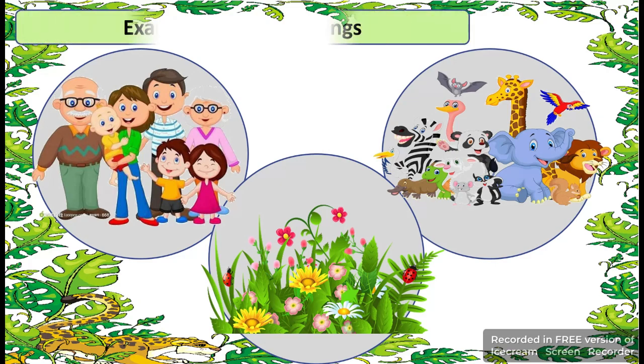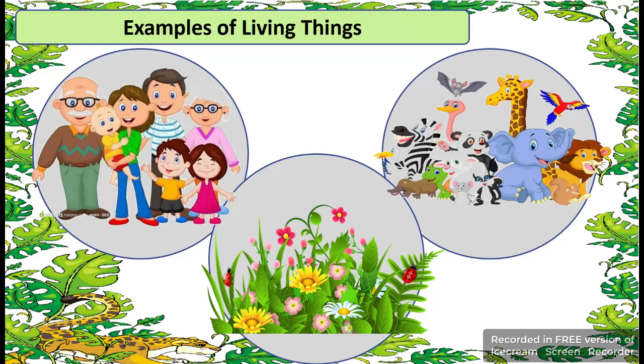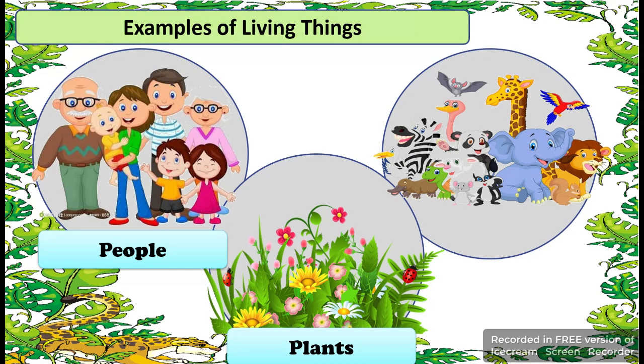What are the examples? The examples of living things include people, mother, father, and siblings, including grandfather and grandmother. Another is the plants, including trees, flowers, and other plants. And last is the animals, all of the animals that we find in the home, land, forest, water, and air.